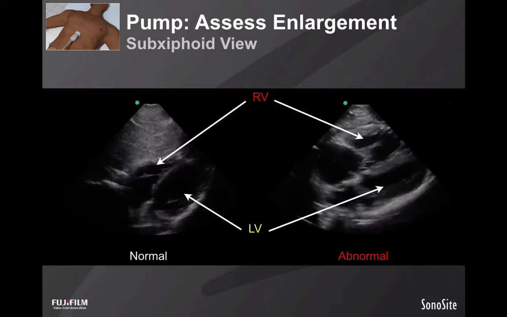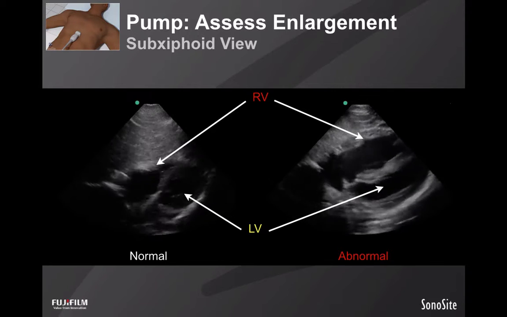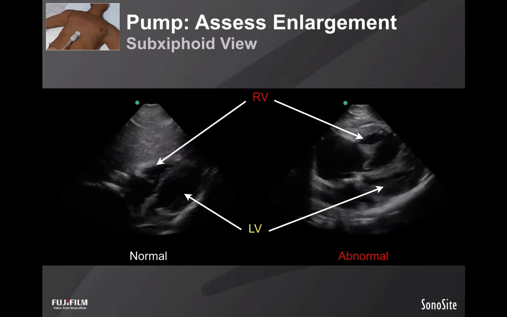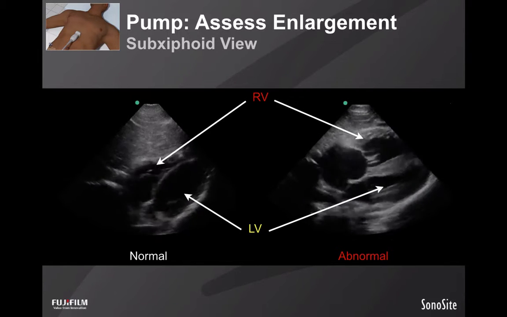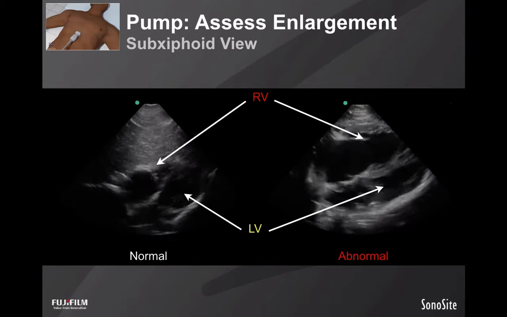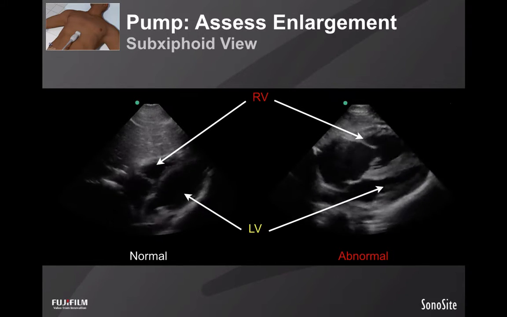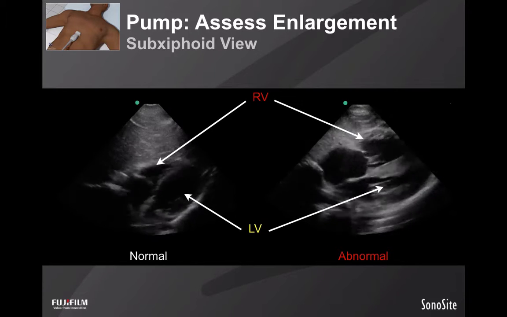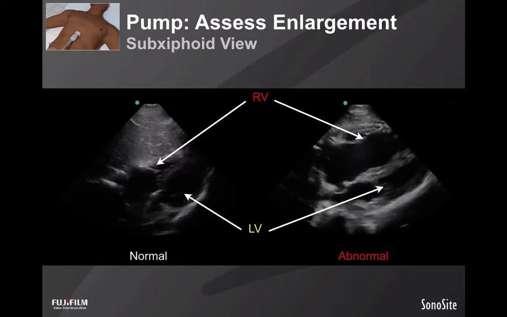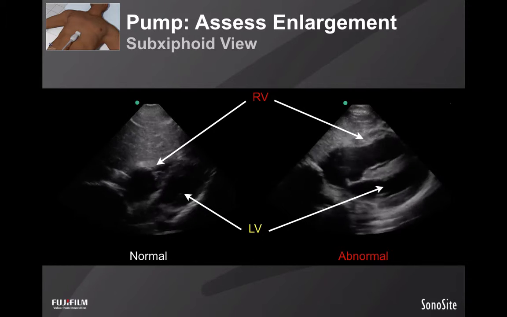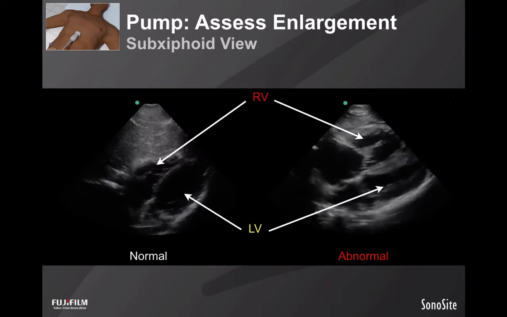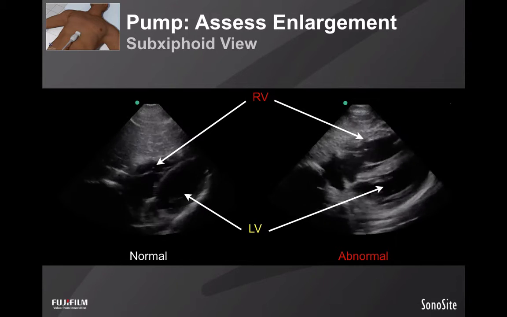Finally, we look for right ventricular enlargement or right heart strain, a potential sign of a large pulmonary embolism in the patient in shock. An ideal view to evaluate the size of the right ventricle is the subxiphoid view, which allows us to compare the size of the right ventricle to the left ventricle. The right ventricle is normally less than 60% of the size of the left ventricle. When the right ventricular size equals or is larger than the left ventricle, right ventricular strain should be suspected.